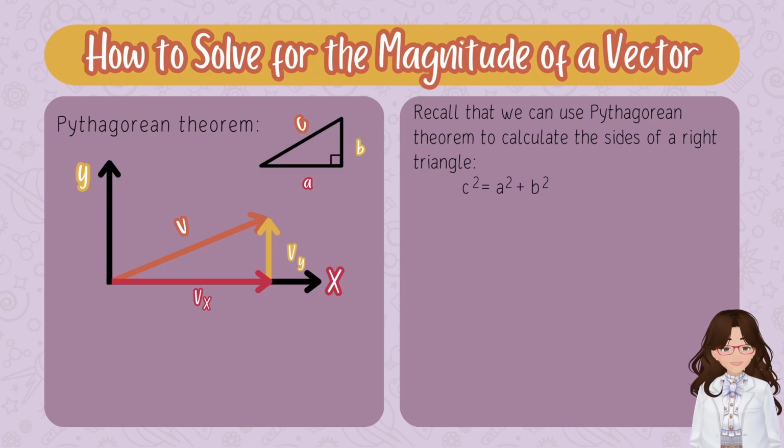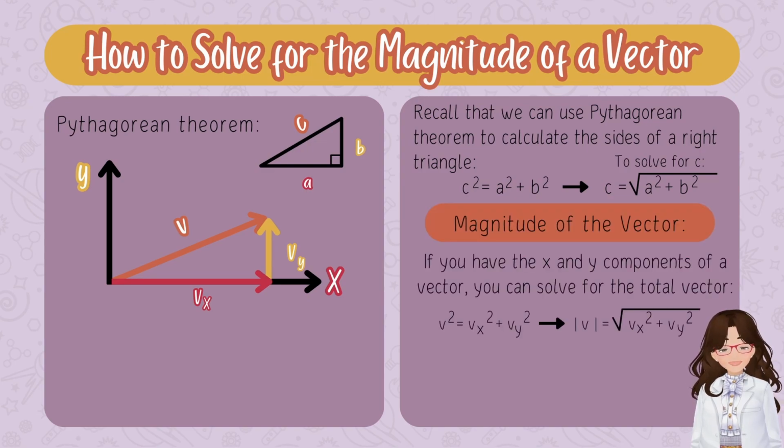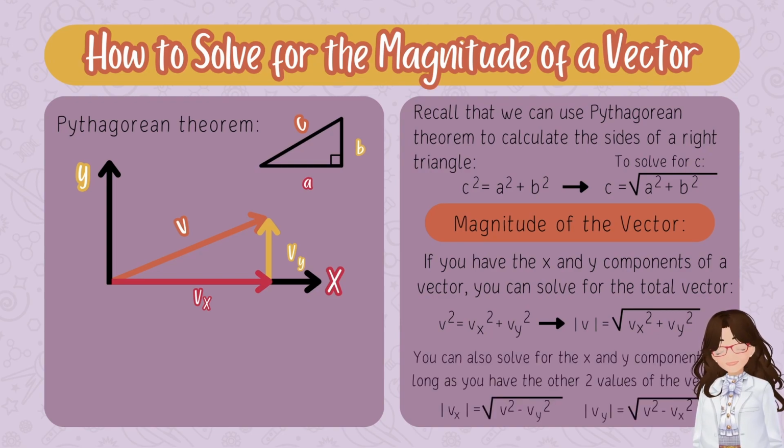So we can solve for c by adding the other two components that are squared and then taking the square root. So for the magnitude of the vector, we're going to do that same exact thing. We're going to do Vx squared plus Vy squared and then take the square root to get the magnitude of V.